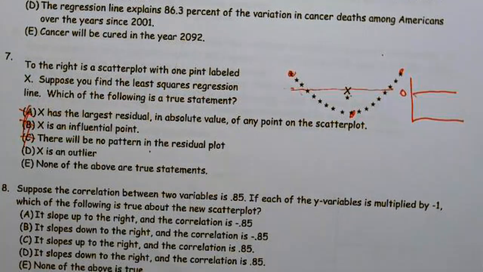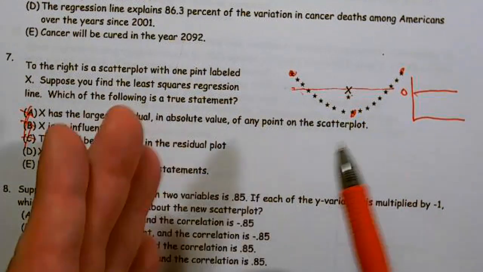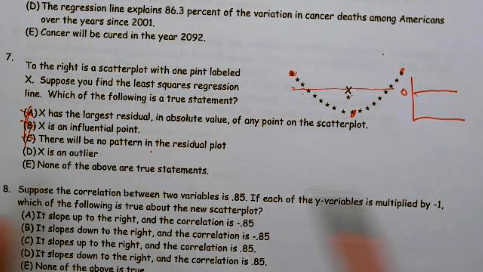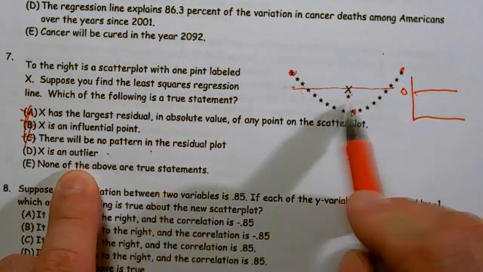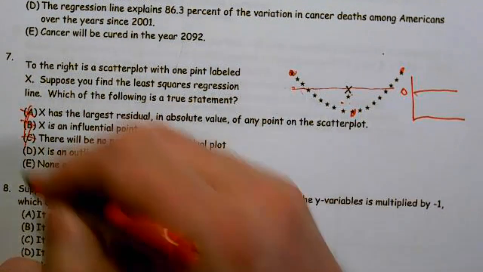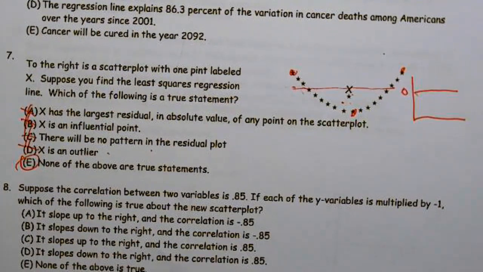X is an outlier. Again, in our case, an outlier tends to be an X value that's too small or too large. Well, it's right in the middle. So this is not an outlier because it's in the middle. So in this case, as much as we hate that answer, none of the above are true statements.